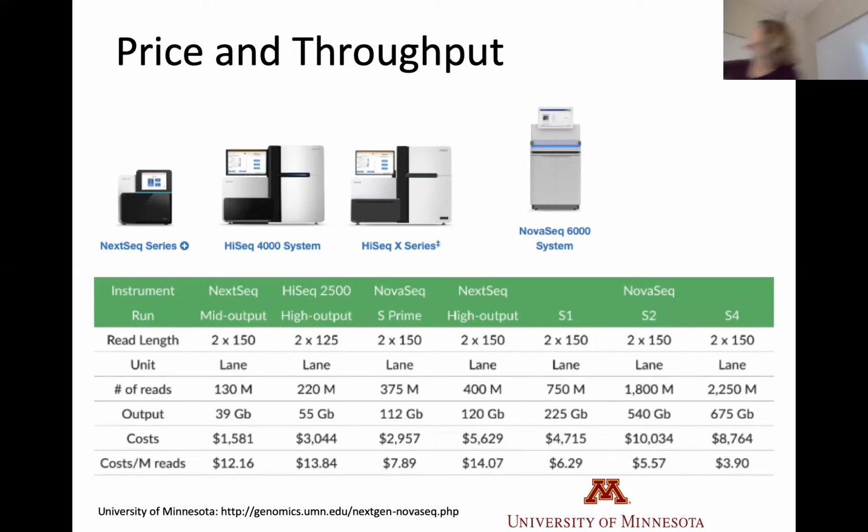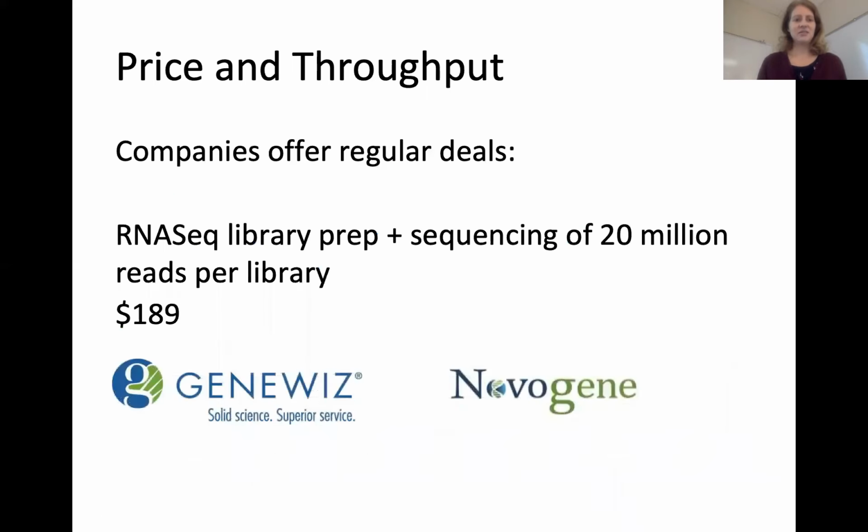You have to buy them in units of $8,764, which is why sometimes you do actually want to use some of the older equipment. But I think that's just a great example of how cheap things have gotten, and also the huge array of choices you have. We do a lot of sequencing through companies because it has just gotten so cheap.